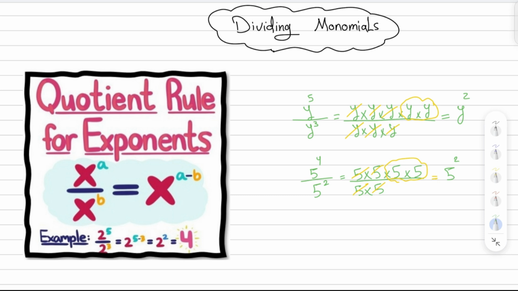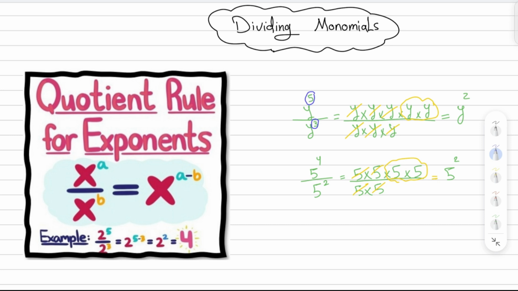Now look at these two examples. Can you find a rule? Or is there an easier way to solve these examples? The answer is yes. We can easily subtract the exponents. Instead of writing in the expanded form, you can just subtract the exponents.